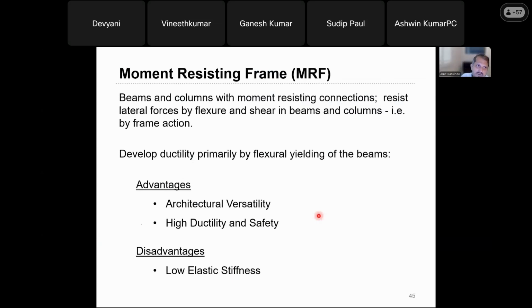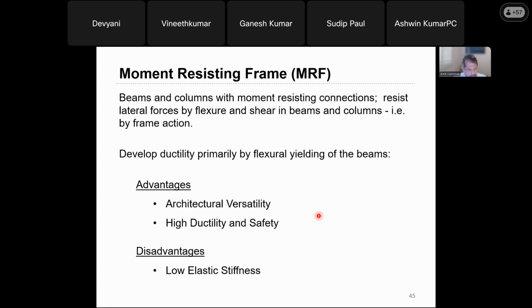So the moment resisting frames are very highly desired, largely due to their architectural versatility. So architects love them. That's mainly because you get these large open bays. You don't have any obstructions in the bays, and they're also very ductile. And they have been proven to be safe through many studies over the years. So a lot of architects love moment resisting frames, and they often get specified, especially when you need open bays.